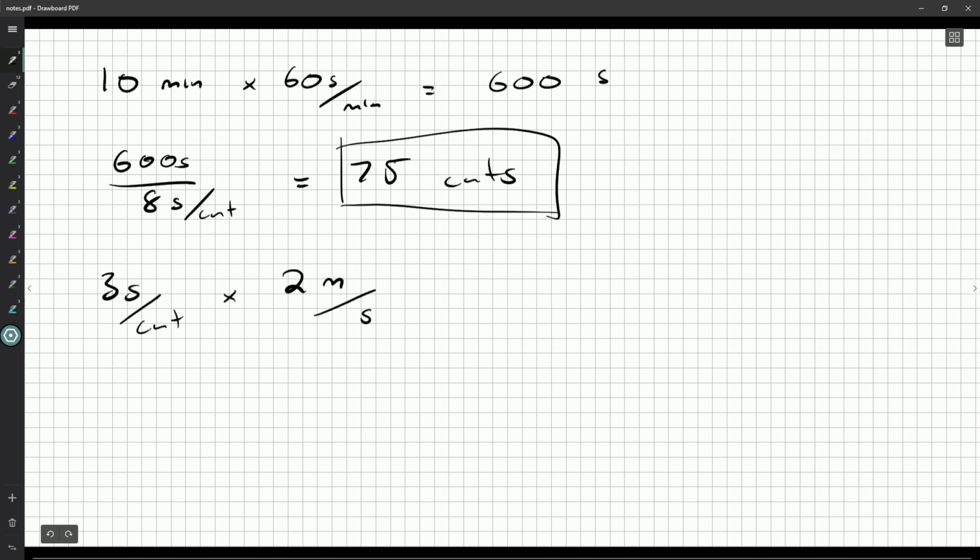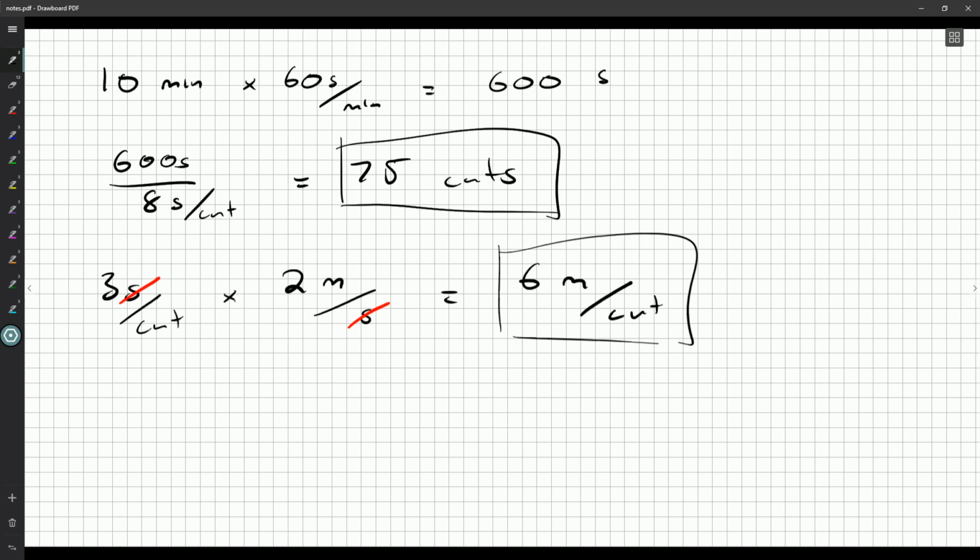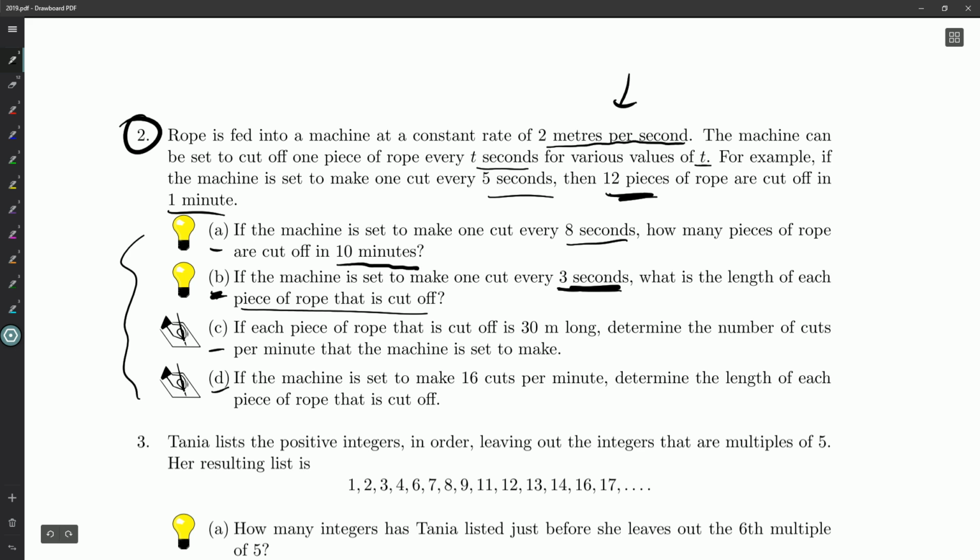So I'm lining it up this way, and the units are actually giving me a bit of a hint, because I need to get seconds out of here. And so we'll get 3 times 2, 6 meters per cut. So the length of each piece of rope, each cut of rope, is going to be 6 meters. Okay? So we're just sort of playing around with units and getting our calculations in order.